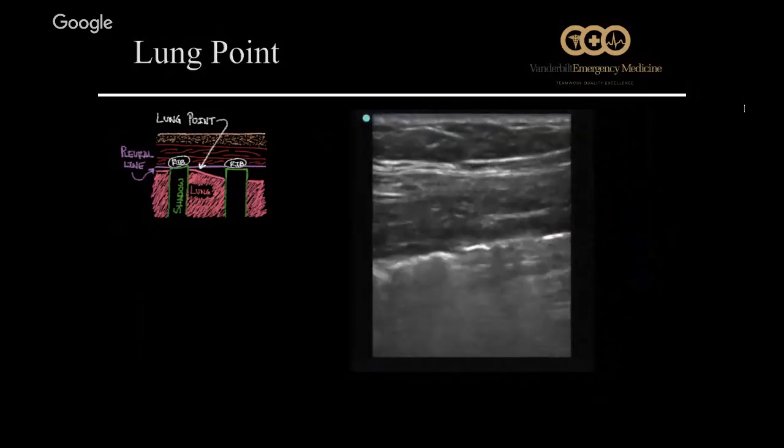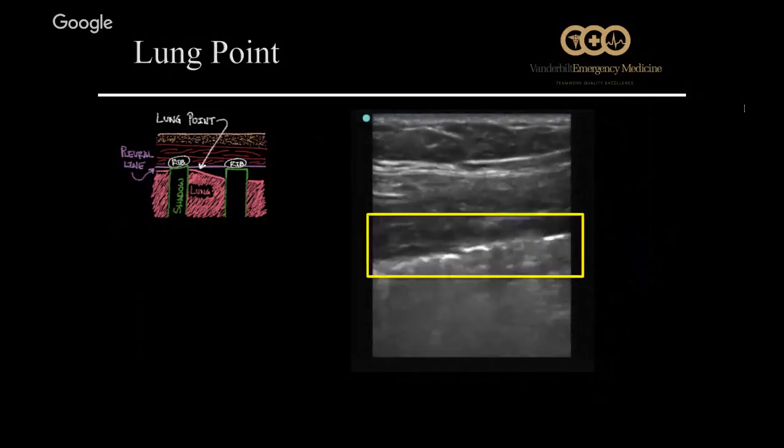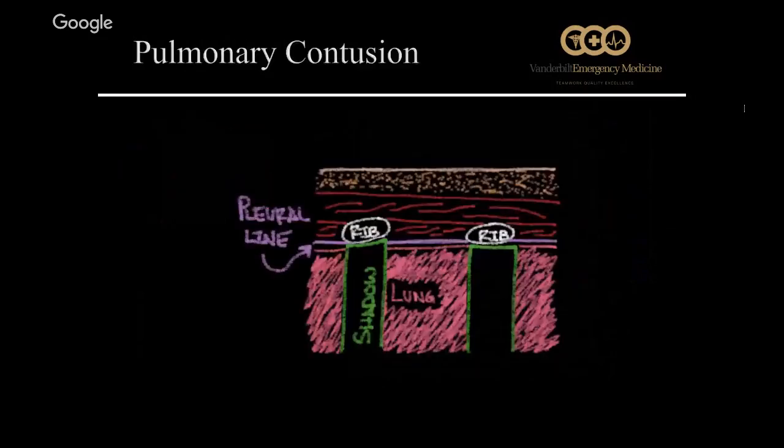Another example, so we see lung sliding on the left side of the screen, no lung sliding on the right side of the screen. Next slide.